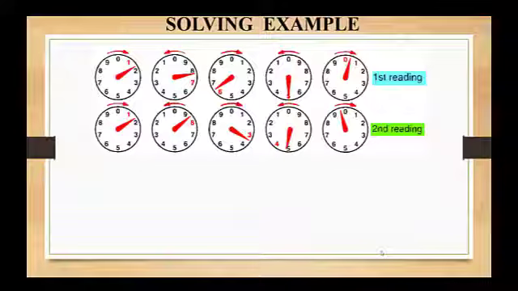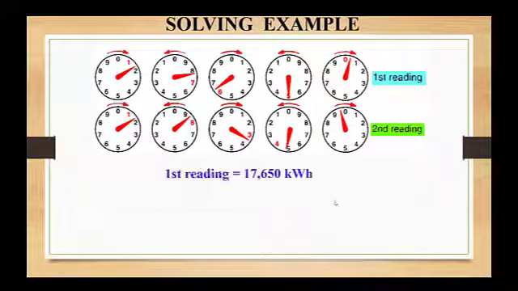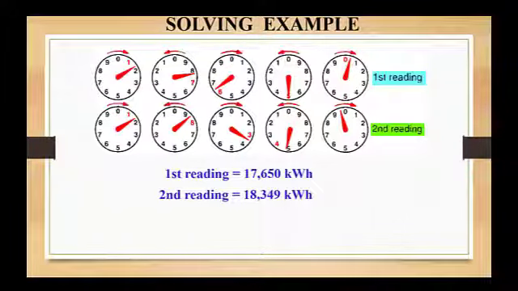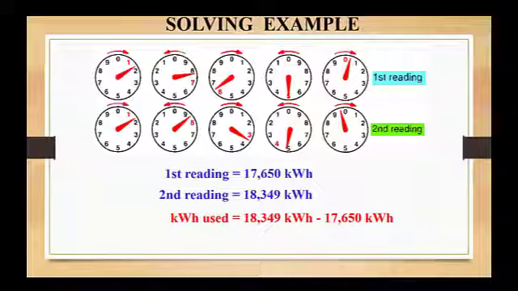Now here's an example where I have a 5-dial meter. The power company comes and they read this value and write it down. And then a month, maybe 2 months later, they come and read the meter again and they get this reading. So the question is, how much did I use between this reading and this reading? Well, you take the first reading, take the second reading, and then the difference between the two is the amount that you used, 699 kilowatt hours.